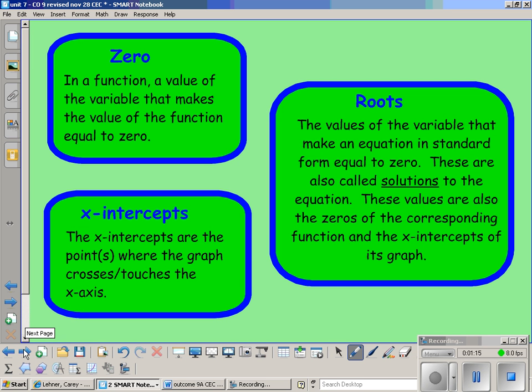Zeros in a function are the value of the variable that makes the value of the function equal to 0. An x-intercept, which we just looked at, is the point or points where the graph crosses or touches the x-axis. And the roots are the values of the variable that make an equation in standard form equal to 0. They could also be called solutions. The thing to keep in mind: roots, zeros, and x-intercepts are all the same thing. It's just a different term depending upon the situation that you are dealing with, but they all mean the same thing.